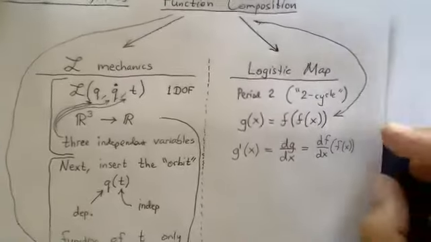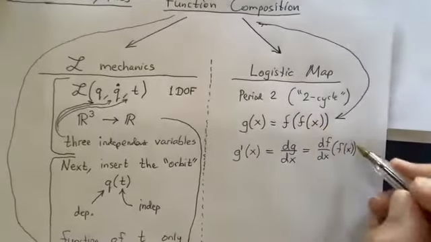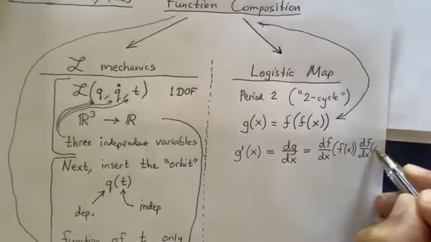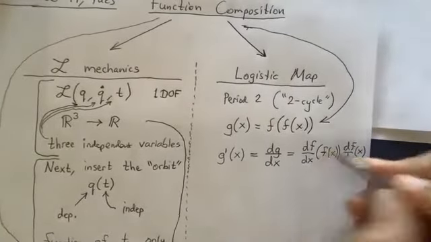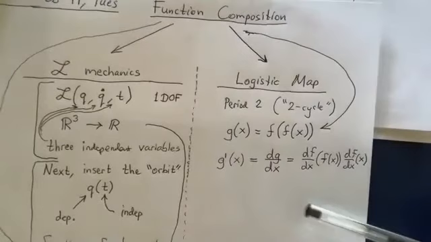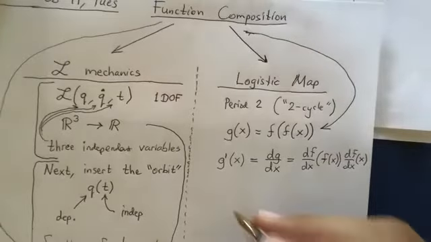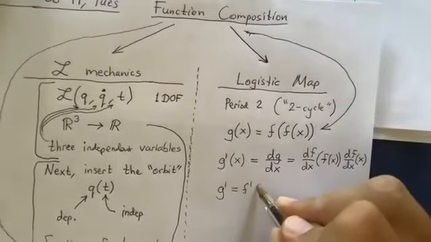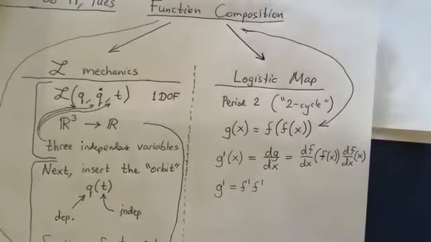And then the chain rule says you must multiply by the derivative of what's inside here, and that's evaluated at x. So this is kind of funny. If you were to suppress the arguments, look how funny this equation is. With suppressed arguments, g prime is equal to f prime, f prime. Okay, this is very streamlined notation.